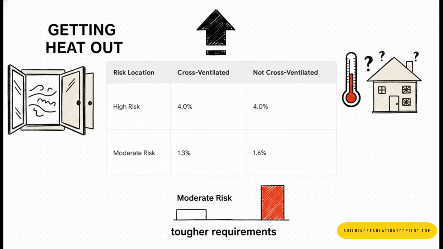So that's how you stop heat from getting in. What about getting it out? Well, the other side of that coin is providing a minimum free area for ventilation. Basically, how big of an opening can you make with your windows and doors? And as you can see, the requirements are, you guessed it, way tougher for those high-risk locations.